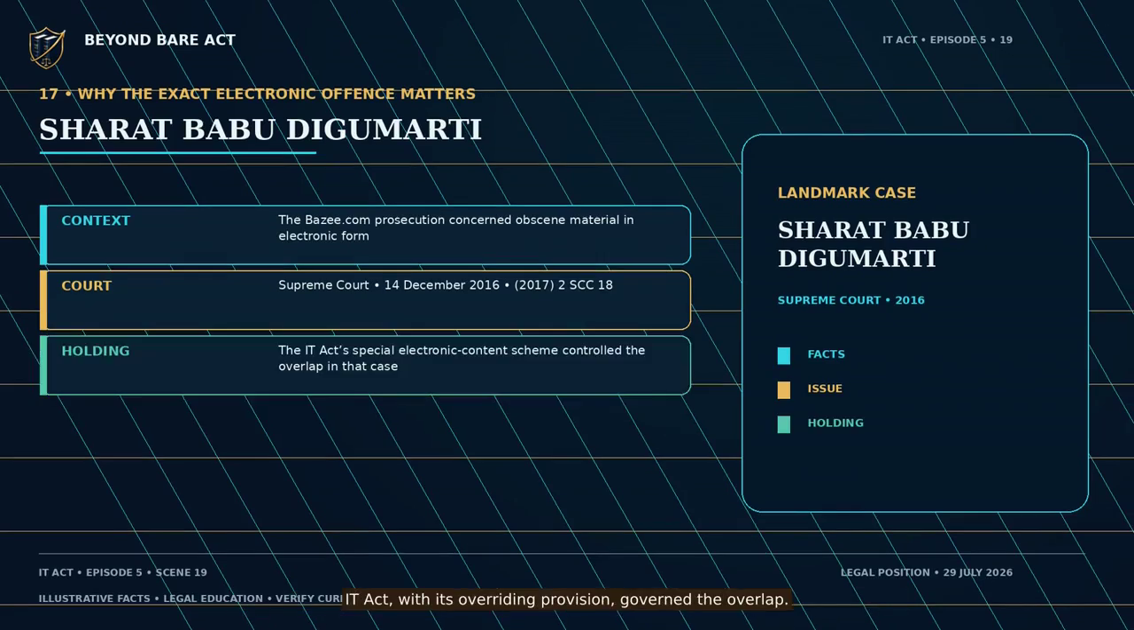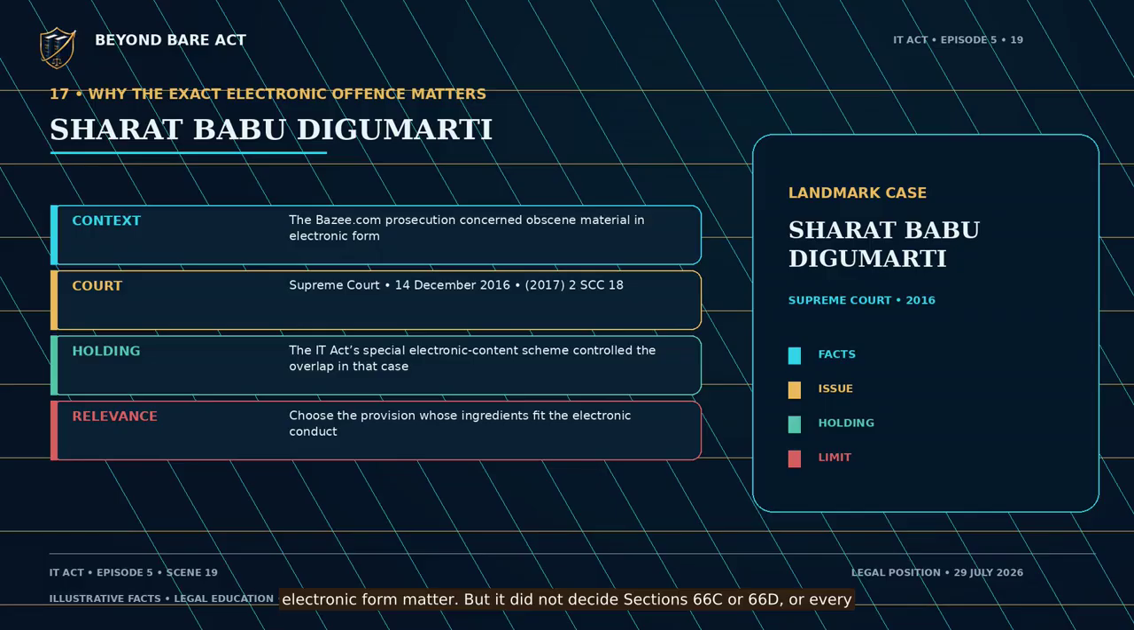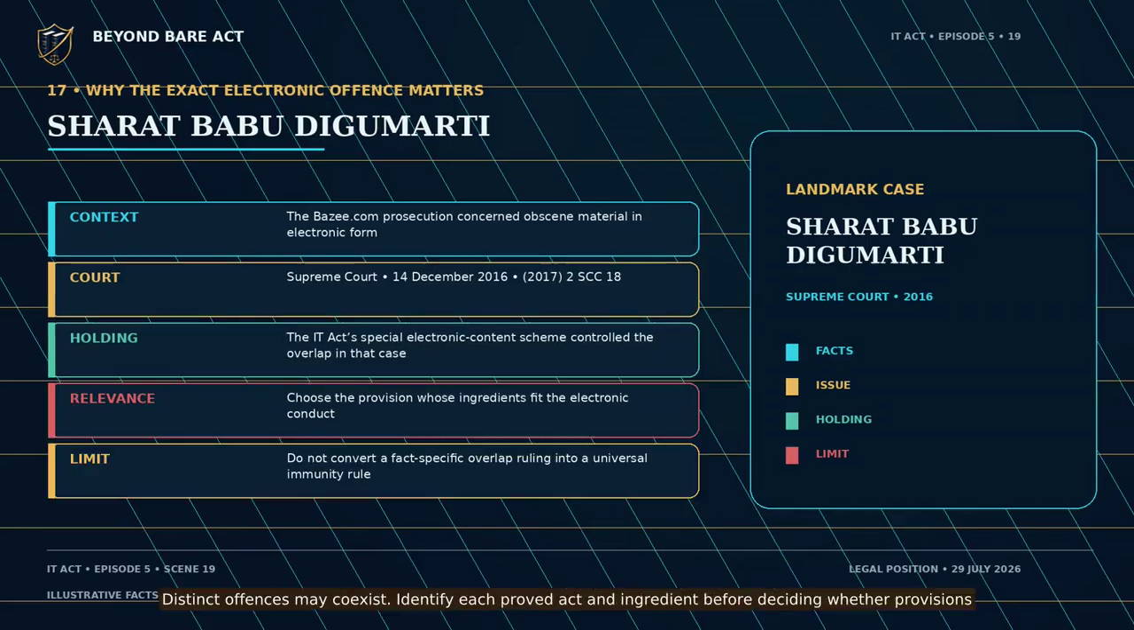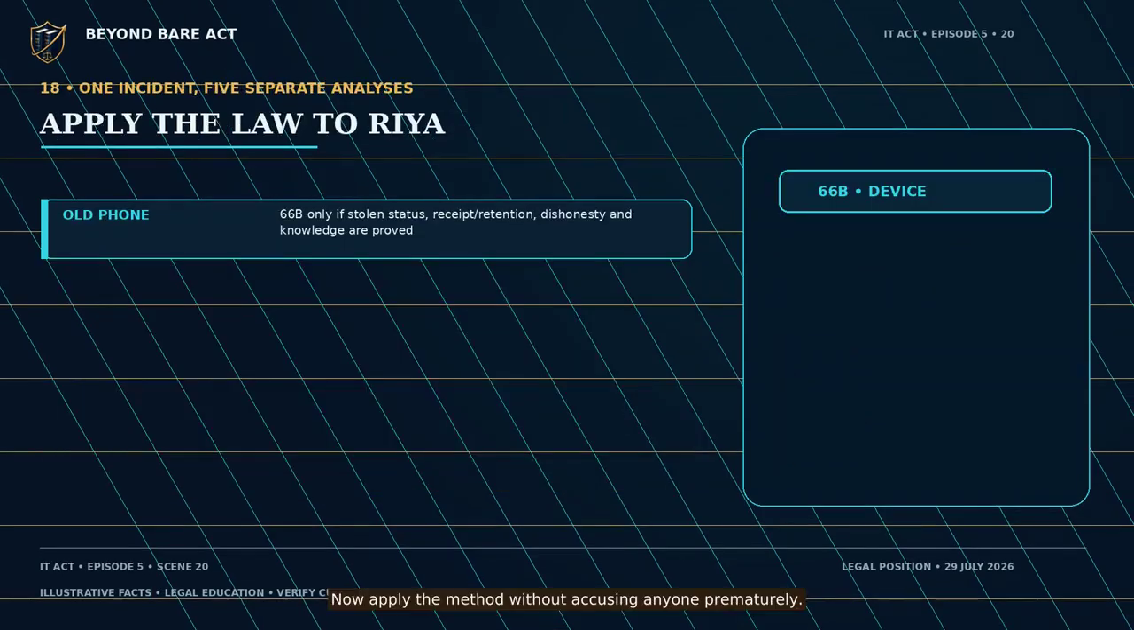Why include it? Intimate image facts tempt people to treat privacy, obscenity, sexual content, and general penal provisions as interchangeable. Sharat Babu teaches that the exact statutory scheme and electronic form matter, but it did not decide Section 66C or 66D or every overlap between the IT Act and current BNS. Distinct offences may coexist. Identify each proved act and ingredient before deciding whether provisions overlap, exclude one another, or address different wrongs. Now apply the method without accusing anyone prematurely.